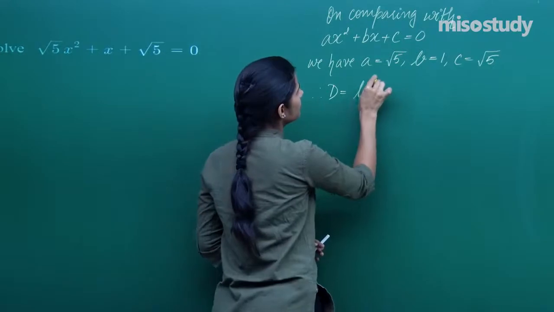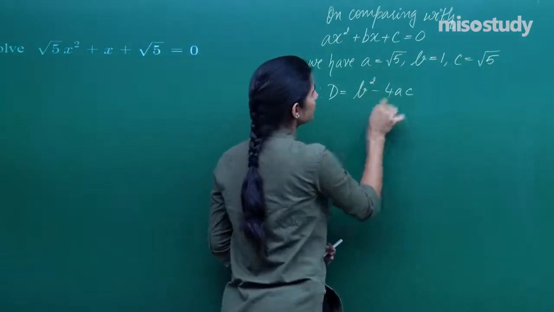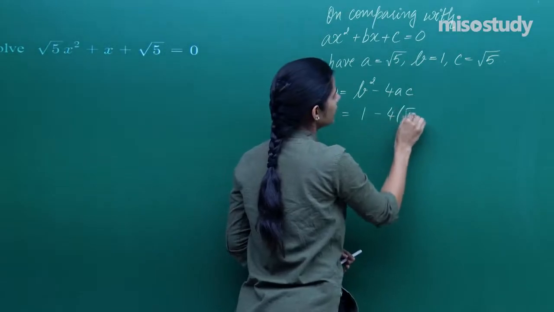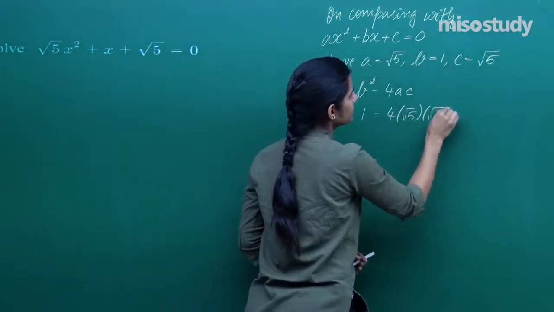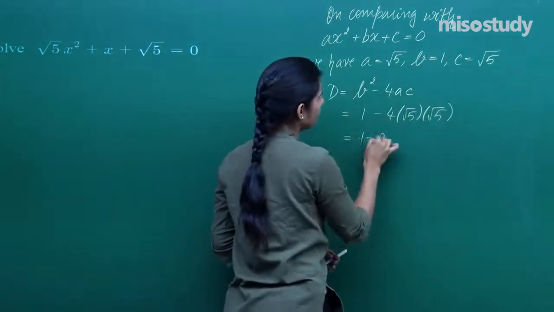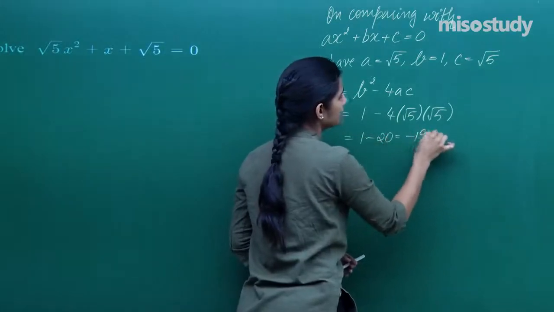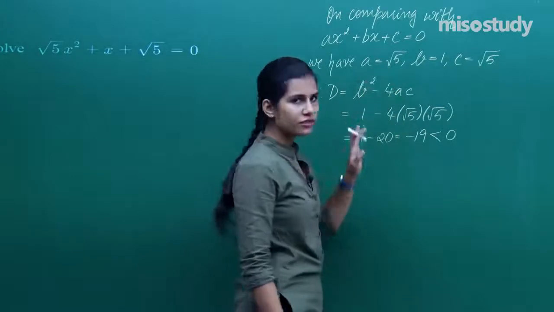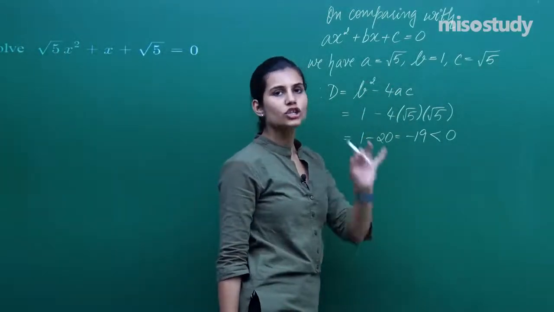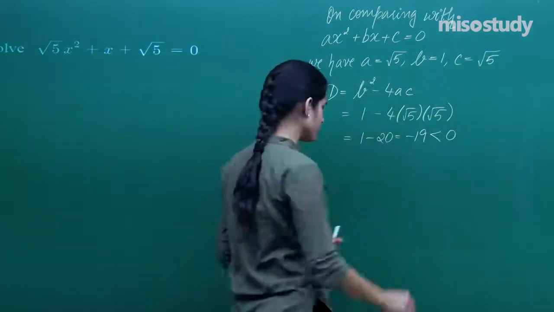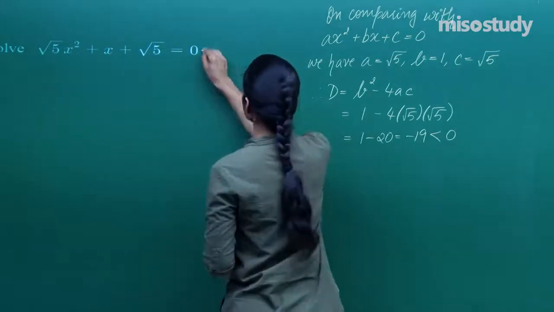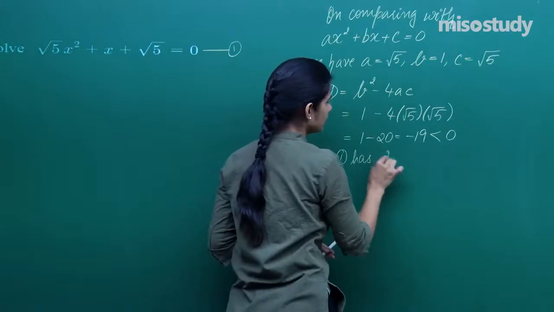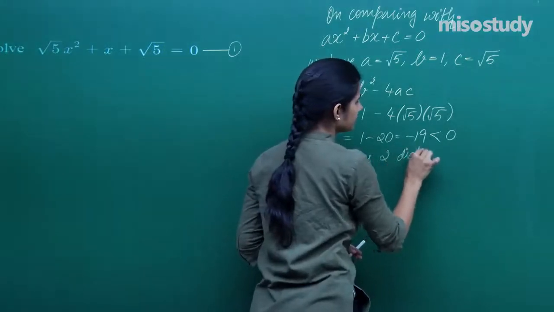Discriminant is equal to b square minus 4ac. b square means 1 square, minus 4 into a into c. 1 minus 20, which is minus 19, which is less than 0. Therefore, this quadratic equation is going to have what? Two distinct imaginary roots.